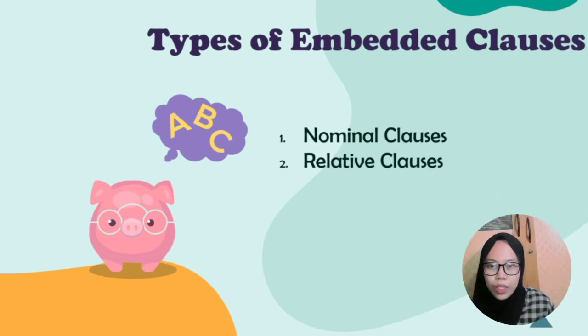Here, embedded clauses have two types. The first is nominal clauses, which create the embedded clause using for, that, from, or being. And the second is relative clauses, which create the embedded clause using which, where, who, whom, and whose.